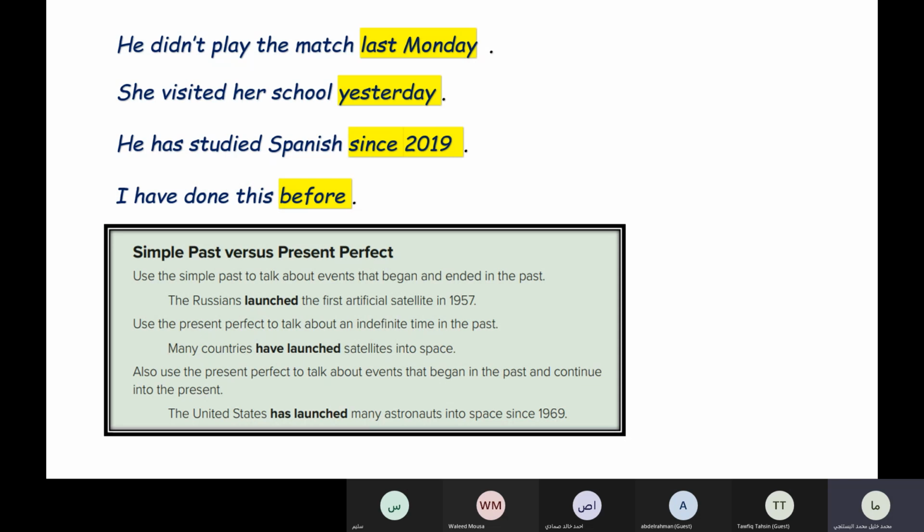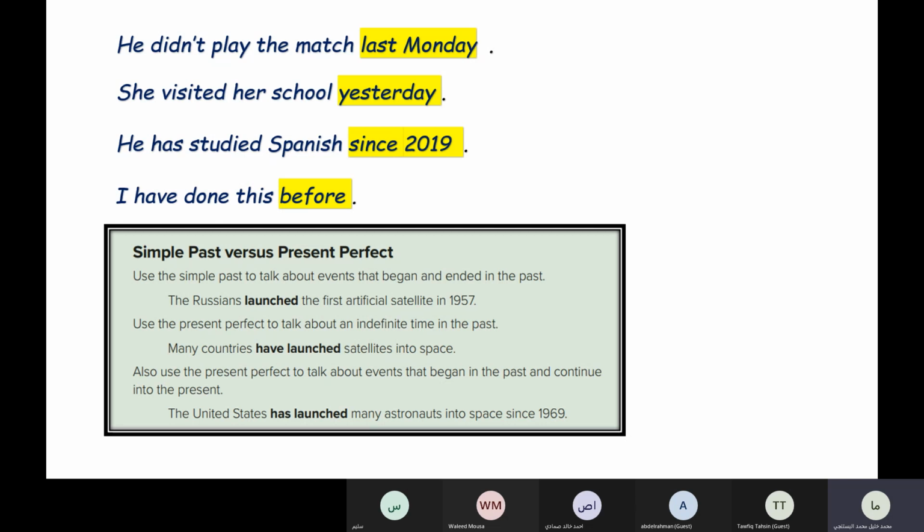Okay, who can read the first example? The Russians launched the first artificial satellite in 1957. Good. You realize here we have the simple past form because we specify the time, 1957.